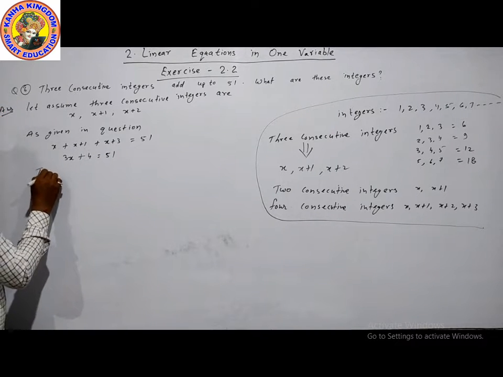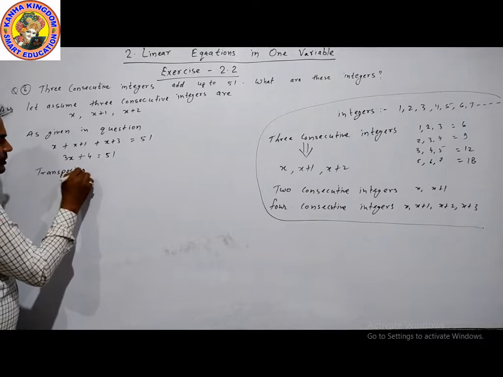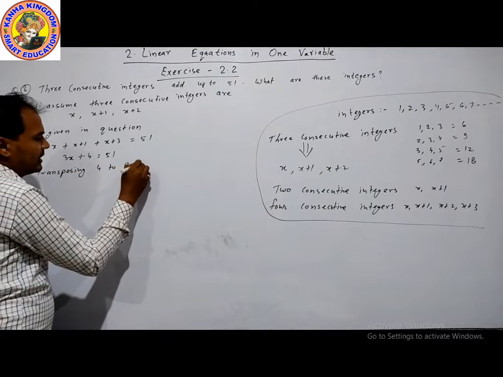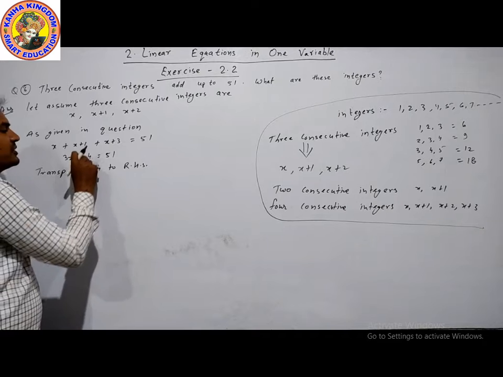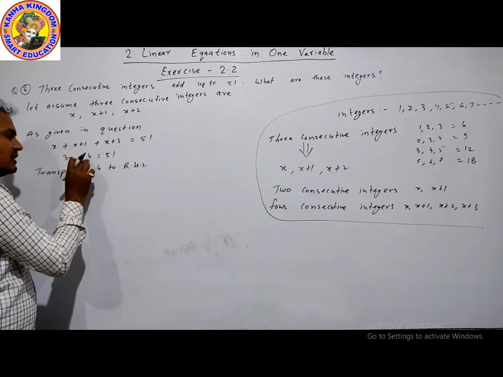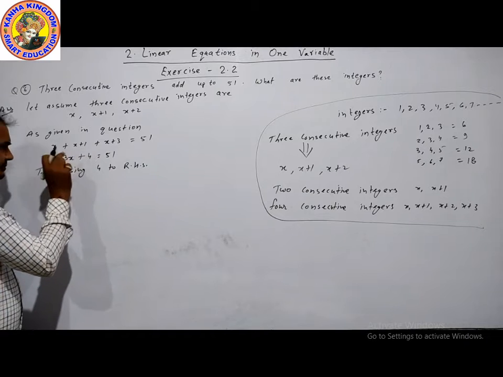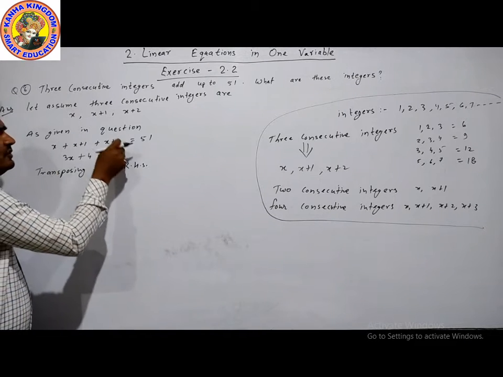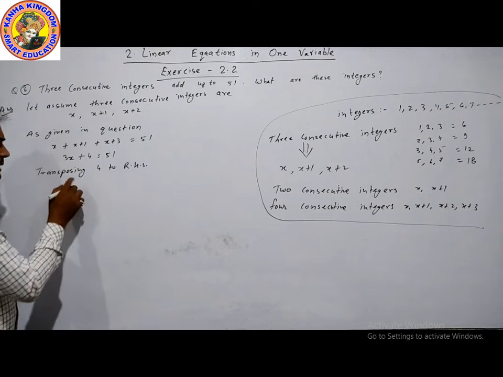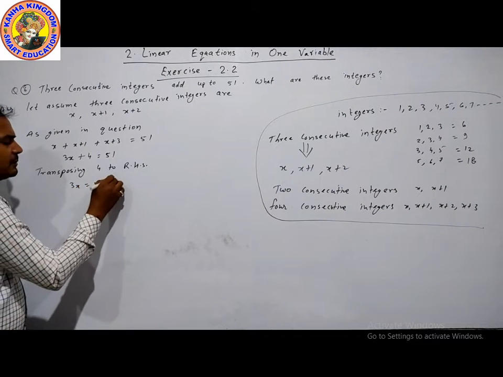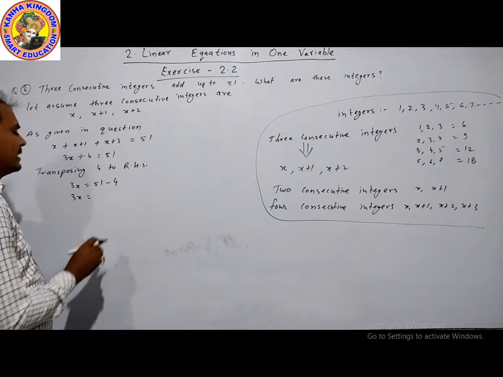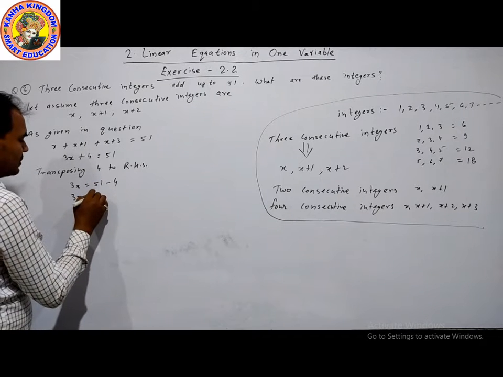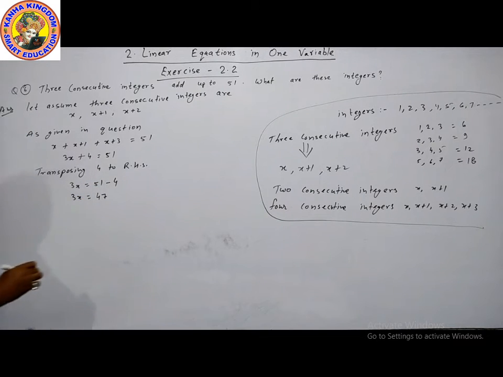Now transposing to the right hand side. This is our left hand side and this is our right hand side. When we transpose a term to the right hand side, its sign will be changed. Plus becomes minus when it moves to the right hand side. So 3x is equal to 51 minus 4, the answer is 47. Sorry.